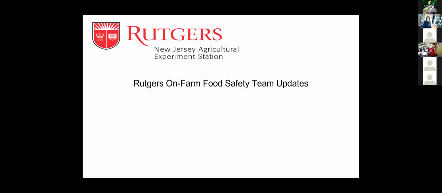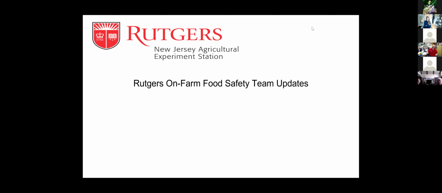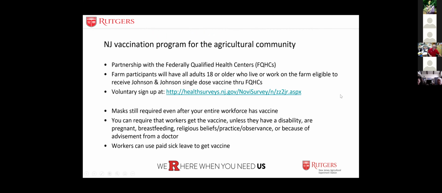Questions? Does it look like we've got everybody? We wanted today to just take an opportunity to get you updated on a few things before the season gets started. The first thing that we wanted to make sure that we covered is the New Jersey vaccination program for the agricultural community. Migrant farm workers became eligible to get vaccinated on the 15th of this month, and the rest of the ag community becomes available for vaccination on the 29th.